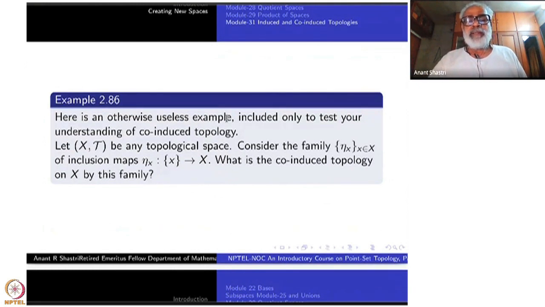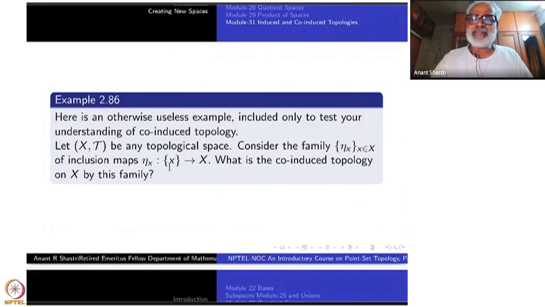This is only for understanding the depth of our knowledge of co-induced topology. So take a break, that's all. This example is not of any use. Let (X, tau) be any topological space. Consider the family eta_x, x belonging to X. What are eta_x? These are the inclusion maps of the singleton {x} inside X.